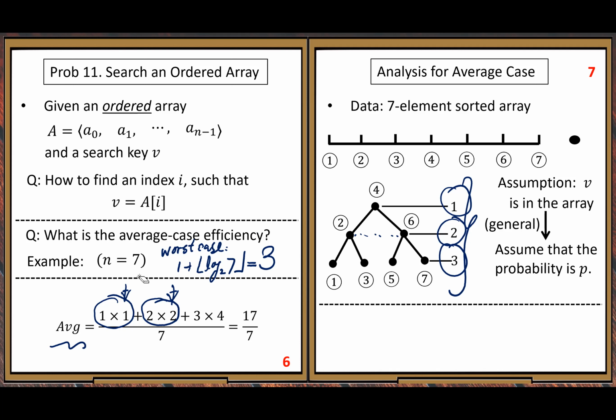Yeah, so here, probably my arrow is wrong. I got confused. Oh, that's correct, my arrow is correct, okay.